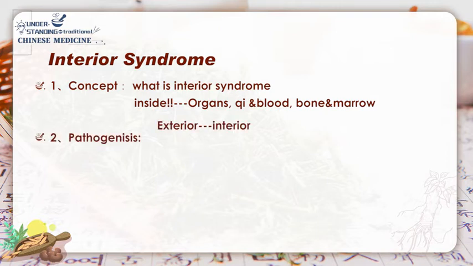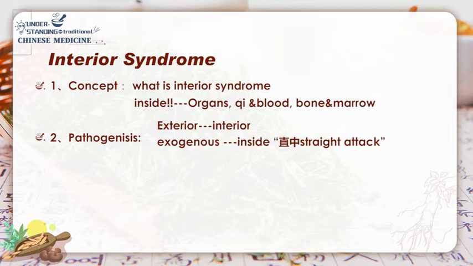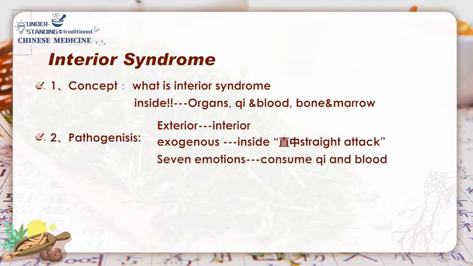The first one is the transmission from the exterior syndrome. The second results when an exogenous pathogenic factor invades the zangfu organ directly, which is called 直中, that is, straight attack. The third is due to emotion injury, improper diet, or overwork.